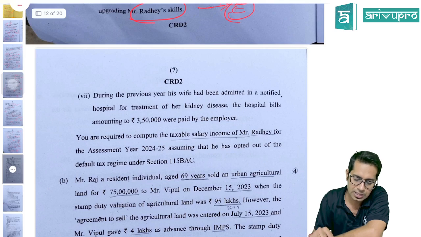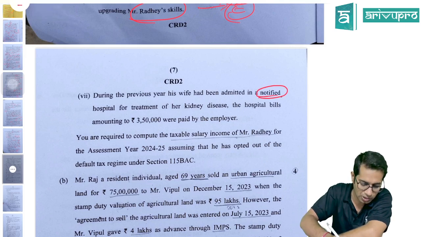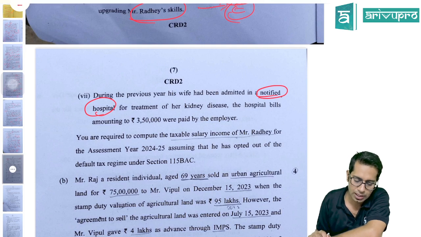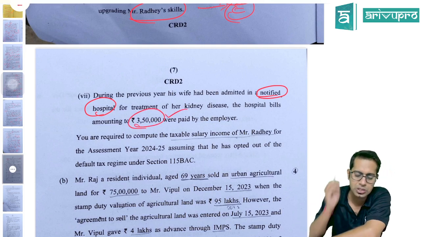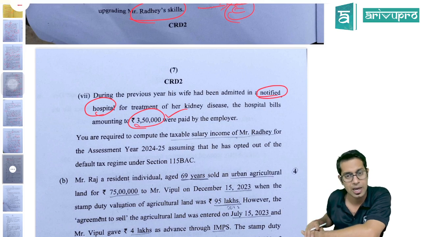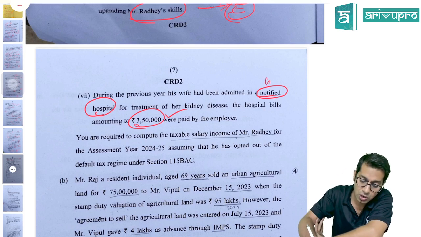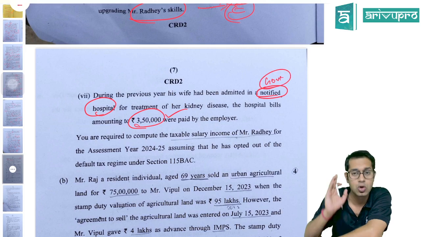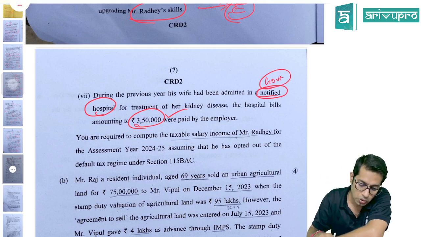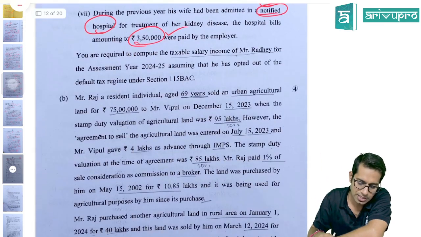During the previous year, his wife was admitted to a notified hospital. Okay, no problem. For treatment of her kidney disease, the hospital bill of 3,50,000 rupees was paid by the employer. No problem, it will be allowed since it is a notified hospital. Now here you are supposed to make an assumption that it is a government notified hospital. You are required to compute taxable salary.